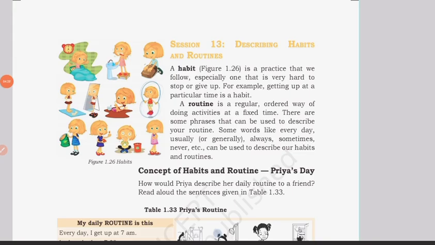Then comes the next session, which is describing habits and routines. We don't have to focus on a lot, but we just have to understand what a habit is and what a routine is. Remember, a habit is a practice that we follow, especially one that is very hard to stop or give up. On the other hand, a routine is a regular ordered way of doing an activity at a fixed time, and there are some phrases that can be used to describe your routine. That's it.